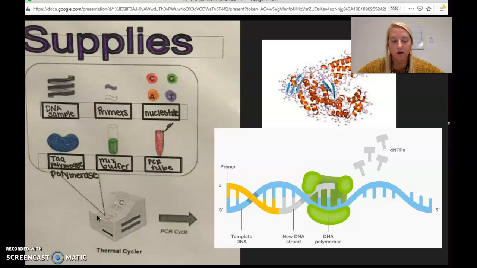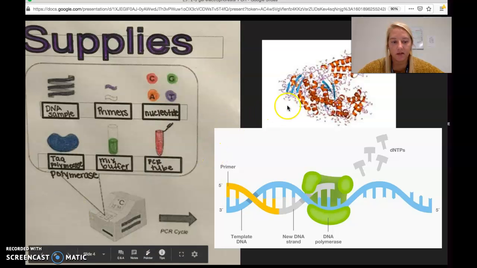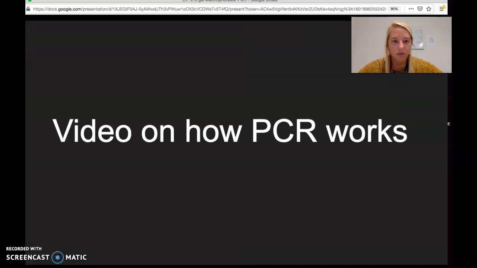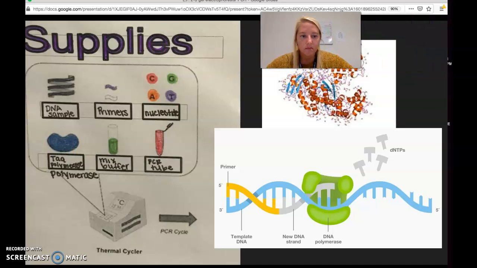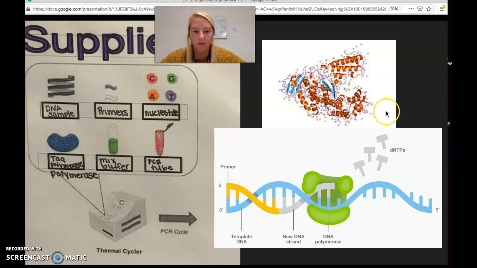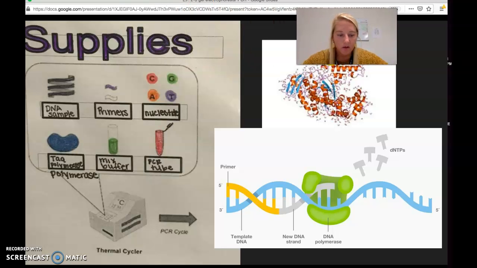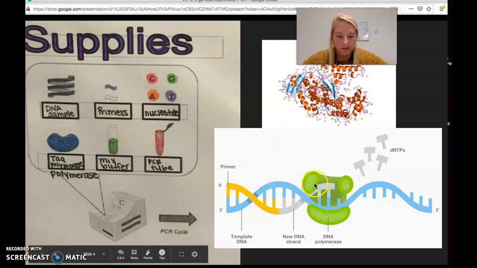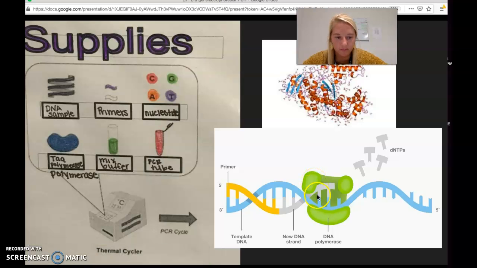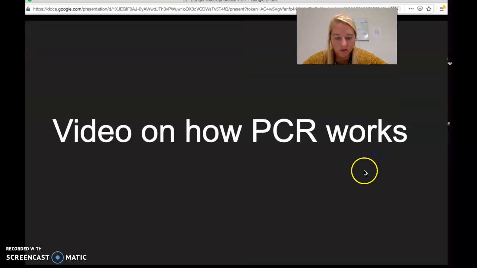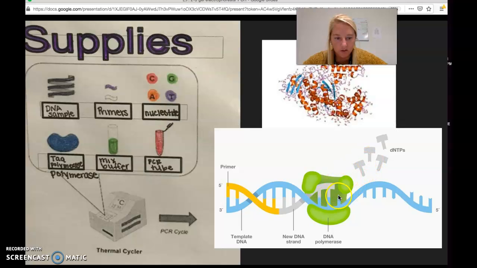If you look right here, this is actually DNA or Taq polymerase, the enzyme that builds the DNA. And then down here we have an example of it building the DNA. So the green thing is what builds it, DNA polymerase or Taq polymerase. It takes those spare nucleotides and chunks them on to the appropriate spot in the DNA.